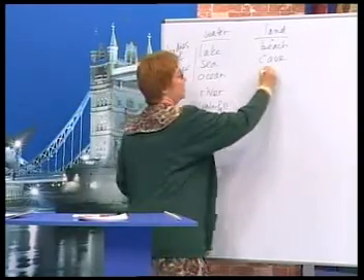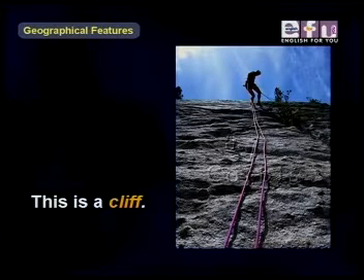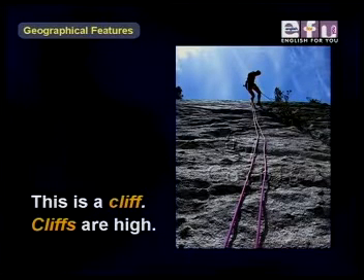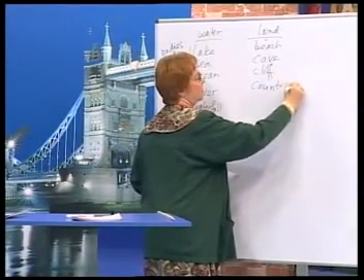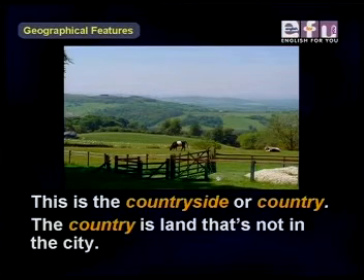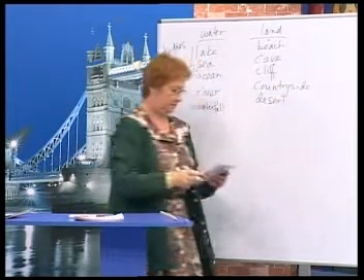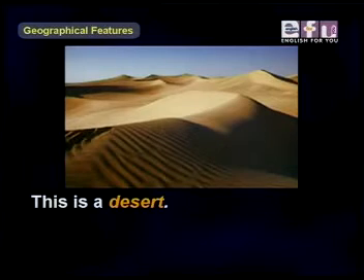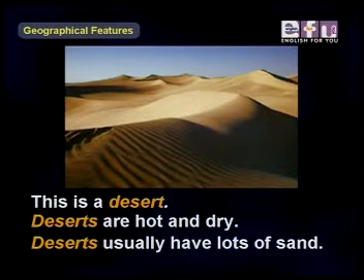The next one is cliff. This is a cliff. Cliffs are high. Next we have the countryside, or just country. This is the countryside or country. The country is land that's not in the city. Next we have desert. This is a desert. Deserts are hot and dry. Deserts usually have lots of sand.